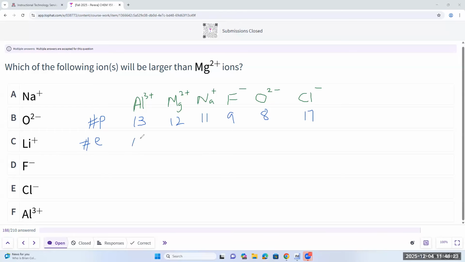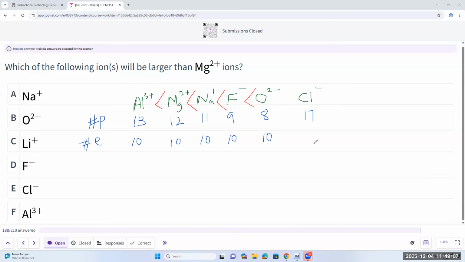Aluminum, when it was neutral, had 13 electrons. Now it has 10, three fewer electrons than when it was neutral. Magnesium 2+ has 10. Sodium plus has 10. Fluoride minus has one more electron than the number of protons, which is 10. Oxygen is 10 as well. They all have the same number of electrons, but aluminum 3+ has the greatest positive charge in the nucleus because it has the most protons in the nucleus. Therefore, aluminum 3+ must be the smallest, and then magnesium 2+, then sodium plus, then fluoride, and then O2 minus.